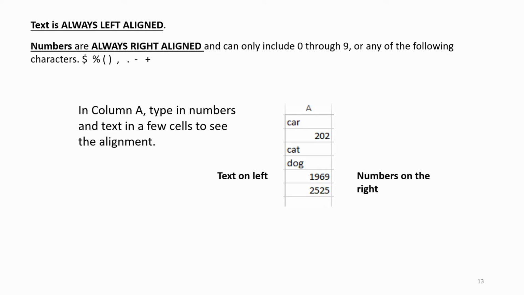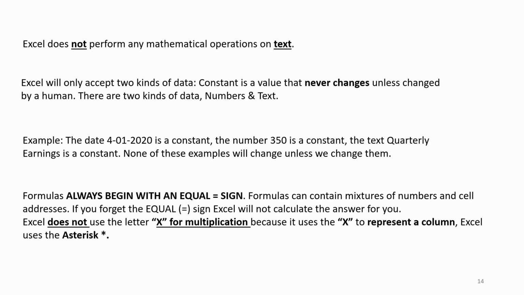Text is always left aligned. Numbers are always right aligned and can only include 0 through 9 or any of the following characters: $ sign, percentage sign, parentheses, comma, period, minus sign, plus sign. In column A, type in numbers and text in a few cells to see the alignment. Text on the left, numbers on the right. Excel does not perform any mathematical operations on text.